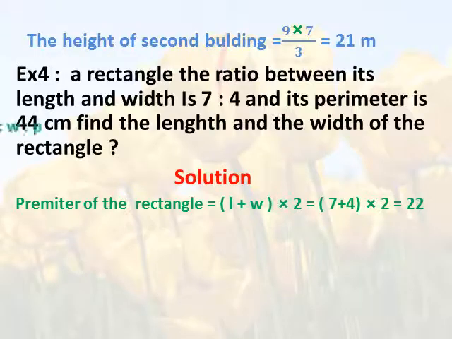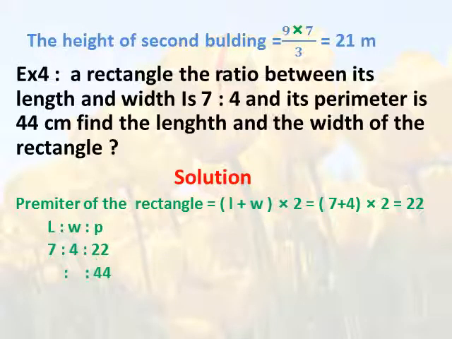I will put length as L, width as W, and perimeter as P. The names are length, width, perimeter. Under them, the ratio: ratio of L 7, ratio of W 4, ratio of perimeter 22. For the real value, I know the real value of the perimeter of the rectangle. I will put 44, which is the perimeter, under the third term.